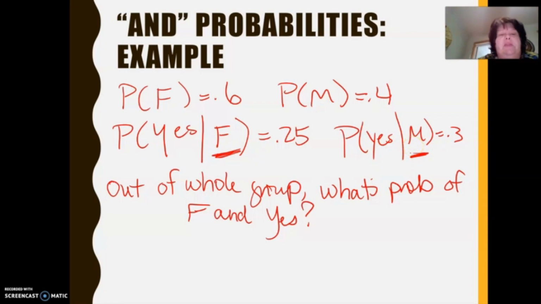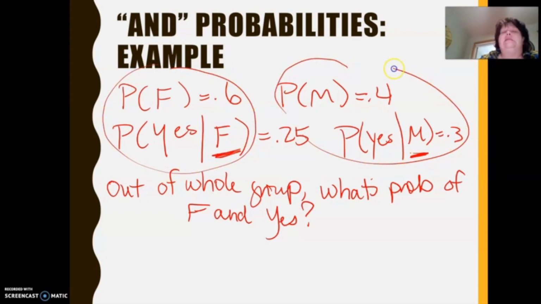So you know a couple things about the females. You know how many females there are, and what percentage, and you know out of the females what percentage said yes. So then automatically you know what percentage said no, right? It would be 75%. Out of the males, you know there's 40% of them, and you know that of the males, 30% of them said yes. So 70% said no. So out of the whole group, what's the probability of female and yes? So you want to put the whole group together. Don't just give me information about the group separately like this. Give me information about the whole group.